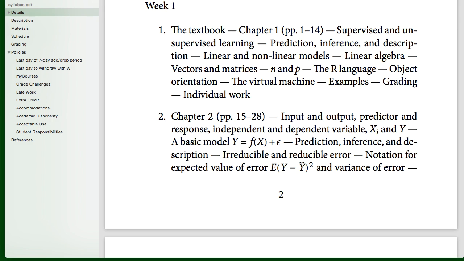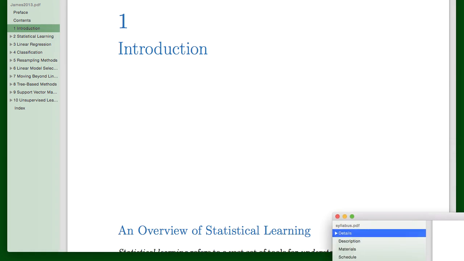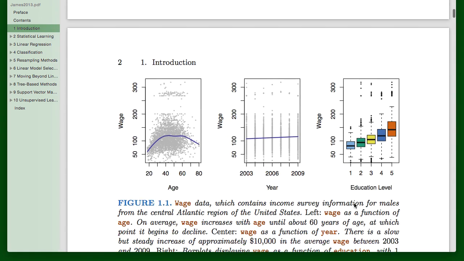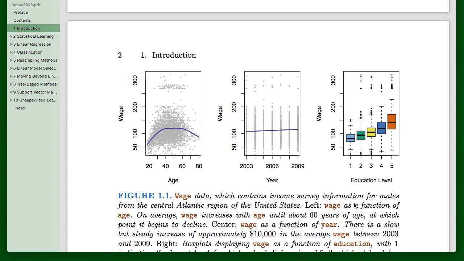Now let's take a look at some stuff in the textbook. The pictures in the textbook are particularly edifying. And the textbook begins with three examples. First, the wage data. And this is an example of a regression problem. So in this case, the input data and the output data could both be construed as continuous variables. So we would like to predict a continuous variable based on a continuous variable.